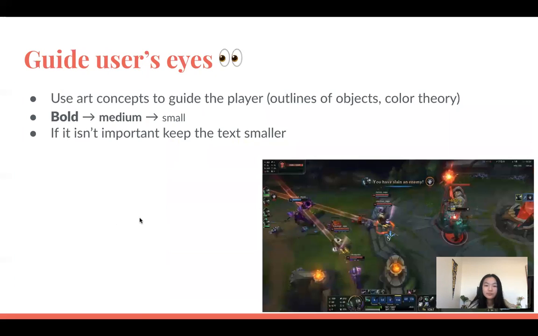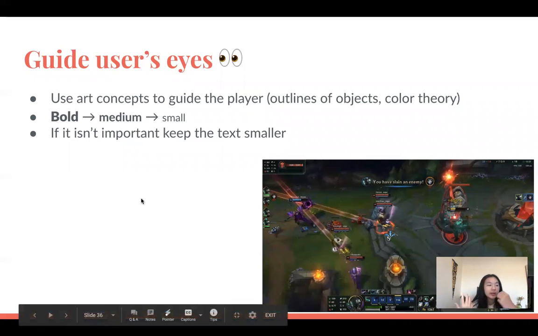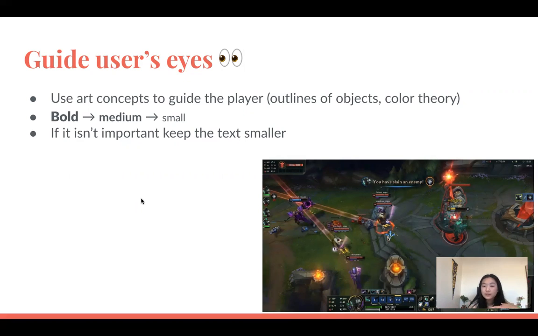We also want to guide the user's eyes. So we want to use art concepts to guide the player in how they view things. So if you studied art, we know that there's a hierarchy that we want to place things in. And depending on how important something is, we want to edit the way that they look based on that. So ways that we can use art concepts is to outline things so that they stand out or use color theory. For example, in League of Legends, the important elements are all in bright red, and the other stuff that's not as important is not colored red. And that's an example of how to use color theory.